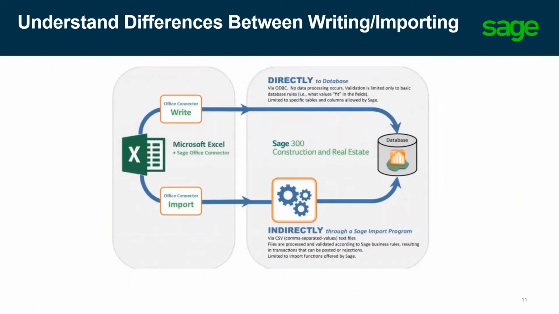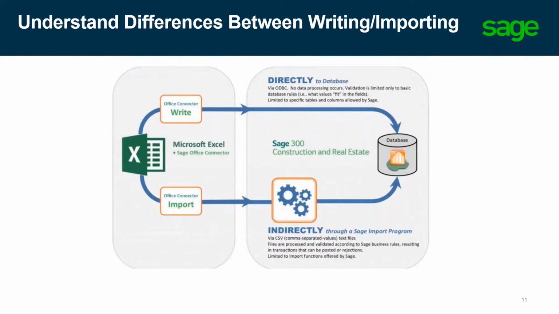Now, when we look at the differences between writing and importing, importing is a way to indirectly get the data into Sage through using one of the Sage import programs. If we use the example of an invoice, it will need to be imported into Sage 300 CRE, as there are transactional items that are created when we use an invoice. However, if we just want to change the approval status on that invoice, we can write that directly to the invoice record. And so that's one example of where we have one item that you want to approach differently depending on what you're trying to do.